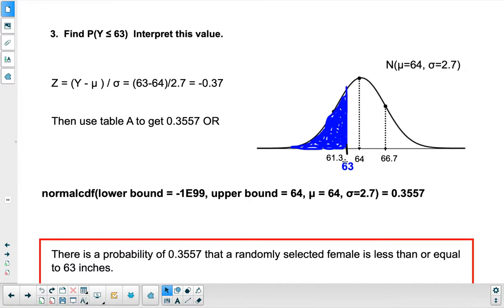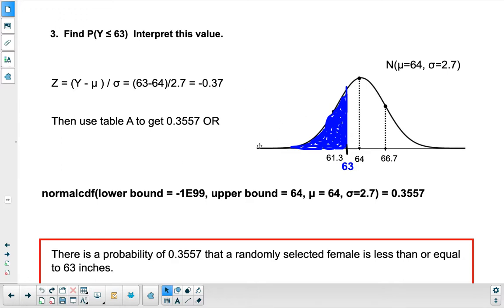2.7. So here's 63. If your mean is 64 and you have a standard deviation of 2.7, 63 is somewhere between a z-score of -1 and 0. And you can convert that to a z-score, subtract the mean, divide by the standard deviation. That's a z-score of -0.37. You can look up -0.37 on the table A, the Z table, and see what's the area to the left of that. Or you can use your calculator, making sure you label all the parameters.